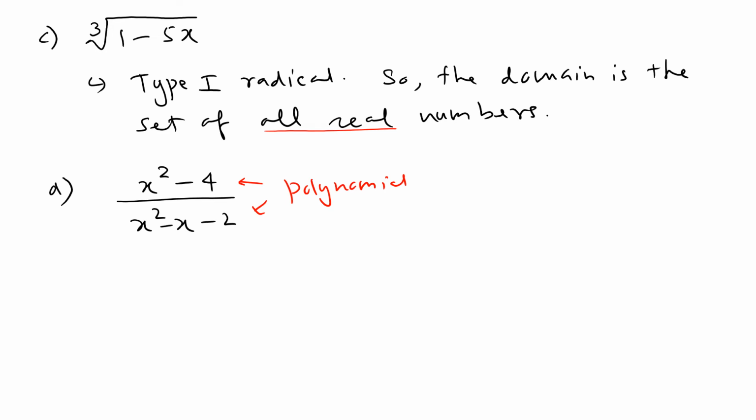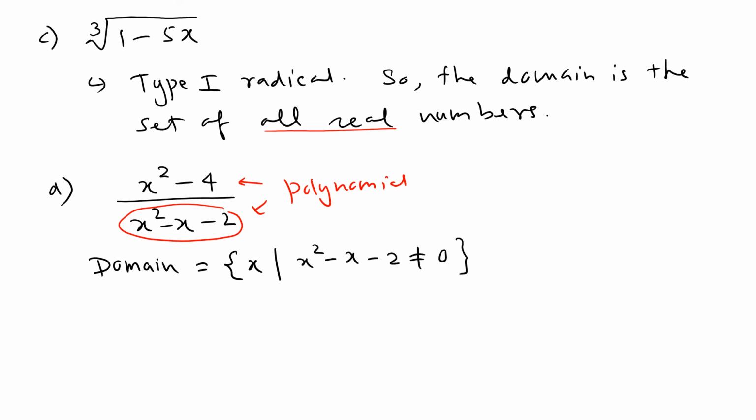When you have a rational function, the theory says that we only need to worry about the denominator. So we are not going to factor or anything. Just look at the denominator, and make sure that you avoid dividing by 0. That means we're going to remove the zeros from the denominator. That's the only thing we do. So the domain is simply x such that the denominator is not equal to 0. The not equal sign is the important one here, and we only pick the function from the denominator.